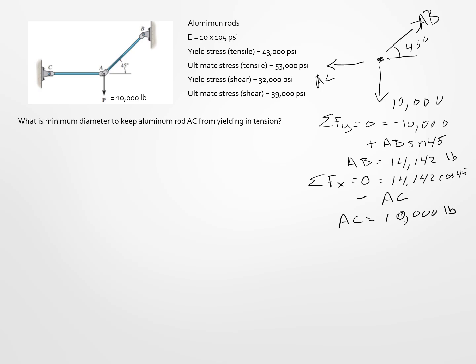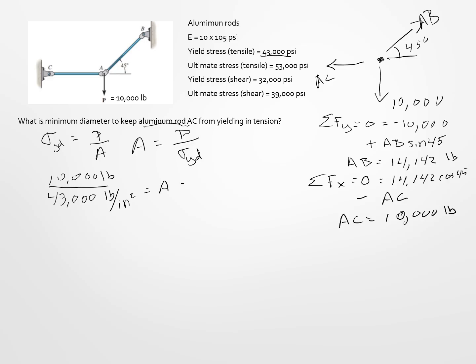So that is the load that is developed in this aluminum rod. And so if I want to determine what is the minimum diameter to keep that rod from yielding in tension, I need to say, okay, well, the yield stress is equal to the load divided by the cross-sectional area. And so my area is going to be equal to the load divided by the yield stress. Well, my load, I just found out, was 10,000 pounds. And my yield stress is 43 pounds per inch squared. And that will give me my cross-sectional area.